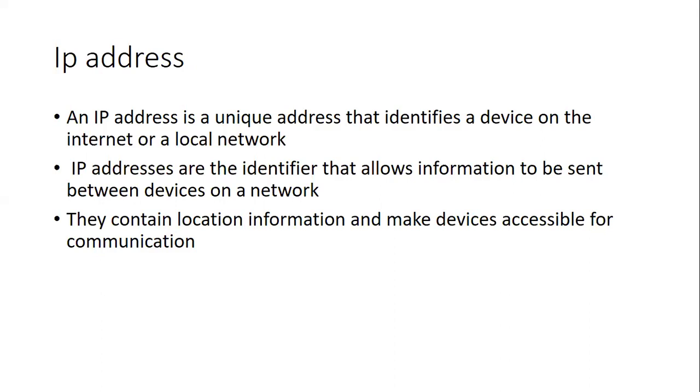An IP address is a unique address that identifies a device on the internet or a local network. For example, every device that is present in any network will have a particular IP address. An IP address is the identifier that allows information to be sent between devices on a network. For example, you have a computer and there is another mobile which you are using. You need to transfer the data from your laptop to your mobile. So in that case, what exactly is happening?